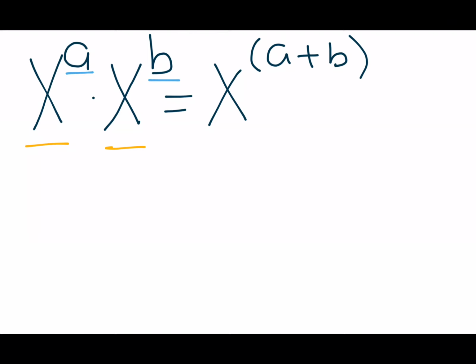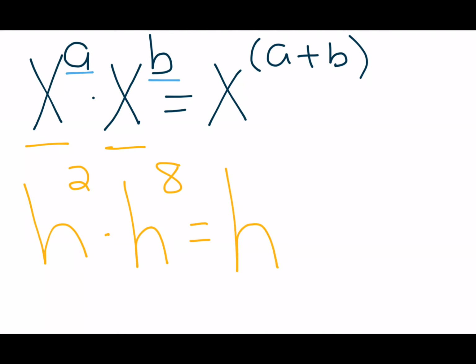So say I had h squared times h to the 8th power. So this rule is telling me that because they're the same bases, I would just have h to the 10th power, because I would add 2 plus 8 to get 10.